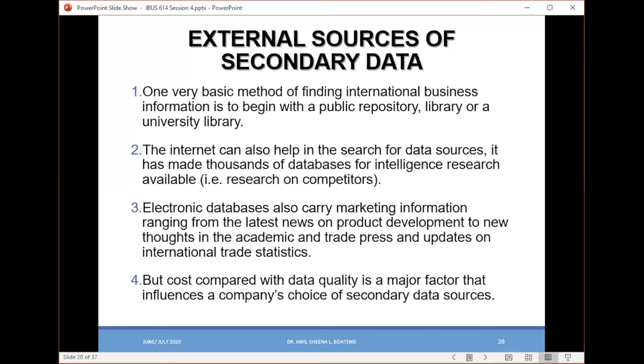And the internet can also help in the search for data sources as well, because there are thousands of databases that are hosted on the internet that are sources of varied forms of information from various disciplines, which we will see very soon.